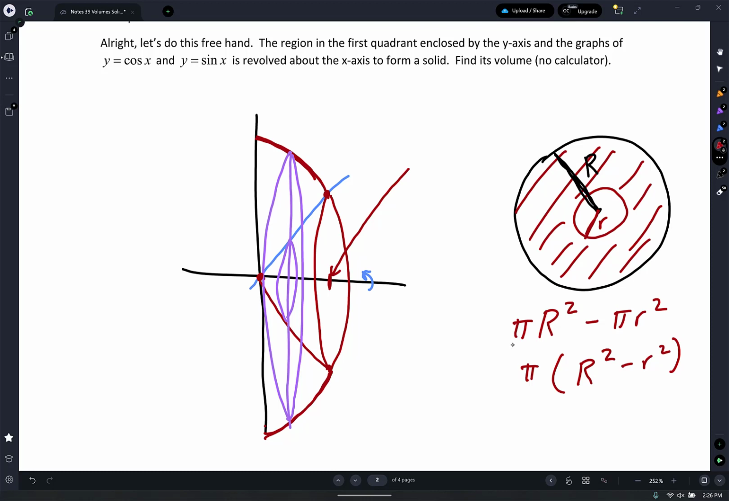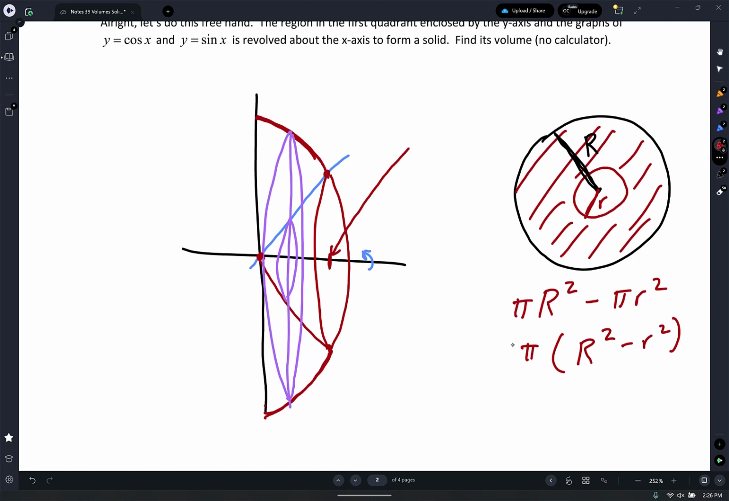All right, so here's what we've got to do. And we all took pre-cal, so we should all be able to figure this out. Where is cosine x equal to sine x? When x equals, that's the y value. At what x does cosine x equal sine x? Give me a radian.